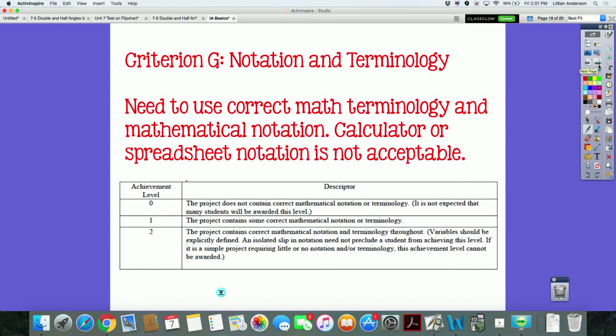All right, so the last criterion is notation and terminology. This is making sure that you use the correct math terms and notation. Calculator and spreadsheet notation is not acceptable, meaning that you cannot use the little asterisk to represent multiplication. If you're going to do multiplication, it needs to be the binary X. There's an actual symbol that means multiplication when you go to Word and Pages or whatever word processing system you use. If you're doing exponents, you cannot use the caret.